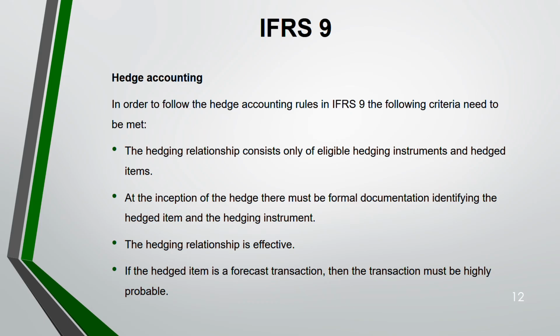For example, you are predicting the exchange rate might go down, might be unfavorable. So it is something which is highly probable of happening. If it is highly improbable of happening, then going into that hedging instrument is a waste for you. It's a waste of money, simply.